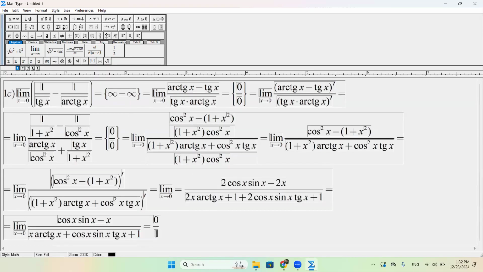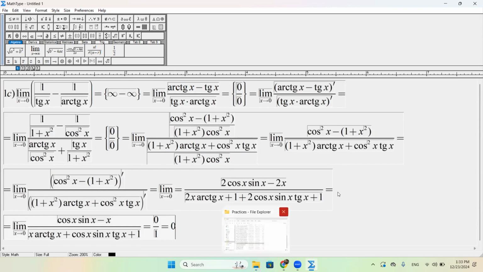But maybe you agree that using equivalent infinitesimal functions would have been a simpler solution. But we have what we have. So the answer is 0. Any questions about this task? No questions. Okay.